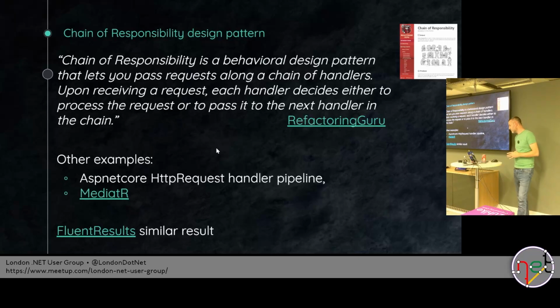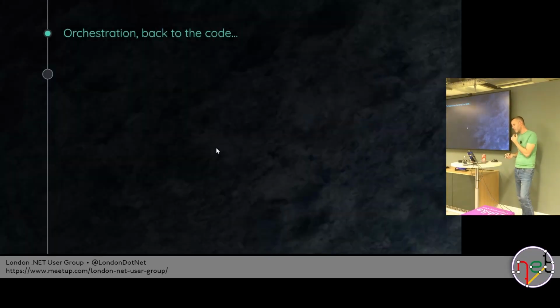There's also a package called Fluent Results, which somebody brought to my attention, which achieves a similar result, but it's more die-hard, mathsy, functional. So its syntax is more like .bind. It doesn't make so much sense as English. So I'm sticking with mine. Yeah, back to the code.